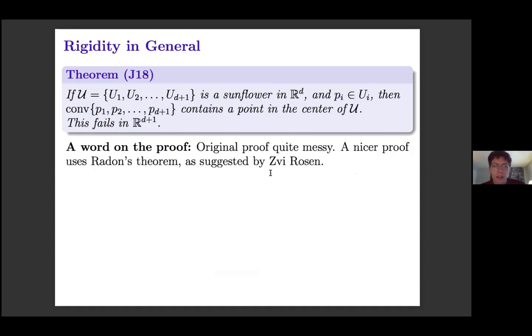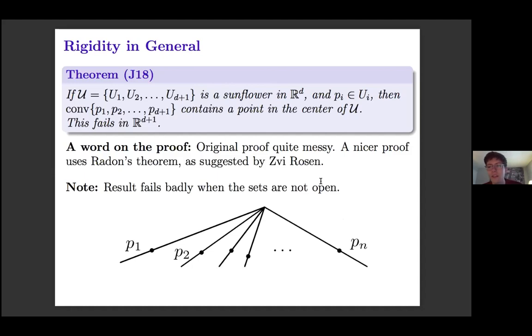I just want to make a short comment on the actual proof of this. The original proof that I had in this 2018 paper was quite awful, frankly. It worked, but was not very nice. But there is a nicer proof that uses Verdon's theorem, and this was actually suggested by G. Rosen. Later on in this talk we'll see an even slightly more general statement than the one I just made, and talk about how the proof of that would imply the proof of this in a nice way.